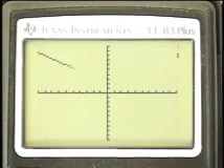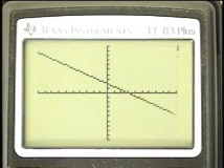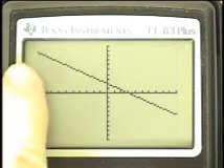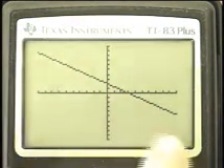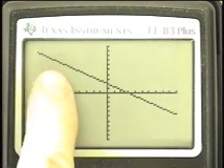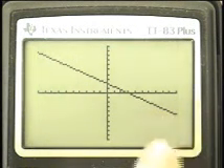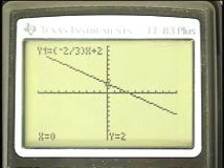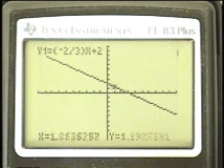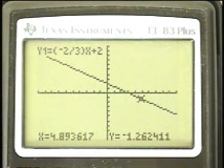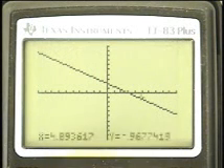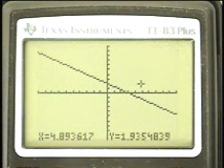We graph it, and there it is. This is really both of the lines overlapping one another. That means that every point on this line will be a solution to the system, because every point on this line is a solution to both equations. See? However, points off the line, such as points up here, will not be solutions to the system because they are not solutions to either equation.